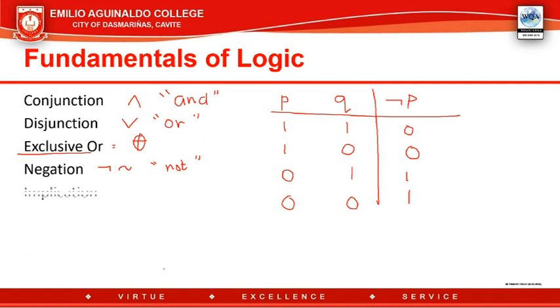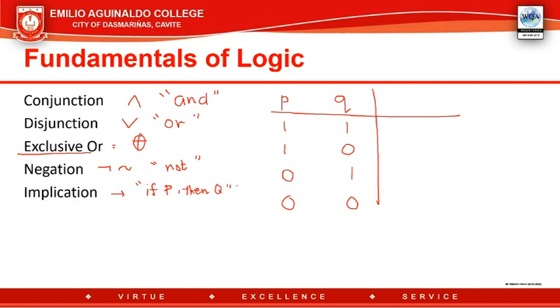Next one is implication. This is just to correct our conception in our previous discussion, because the PowerPoint that I used was wrong, but let us follow this convention. When it comes to implication, this will be our symbol. In order to create statements or combine propositions using implication, we have this pattern: if P, then Q.